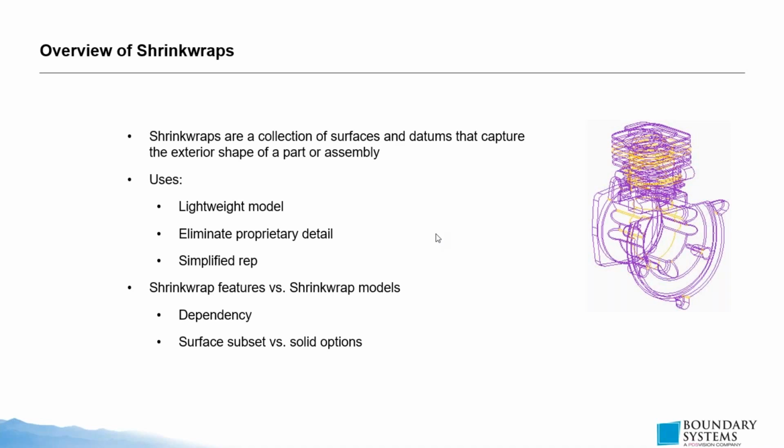So by using a shrink wrap, you can essentially accomplish a lot of the same goals that you would have using a STEP file, but you're still using your actual Creo model, so you're still going to have that data, and you won't have to go through that process where you're potentially losing information.